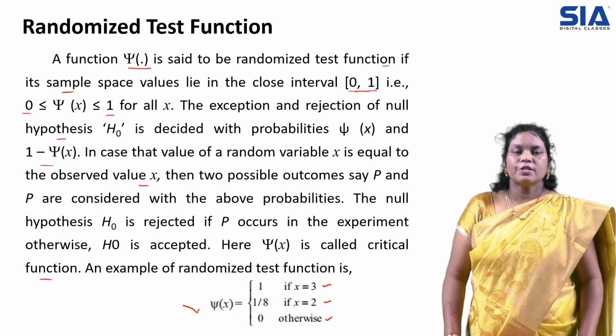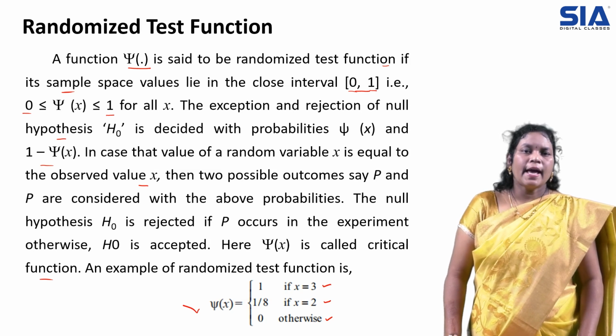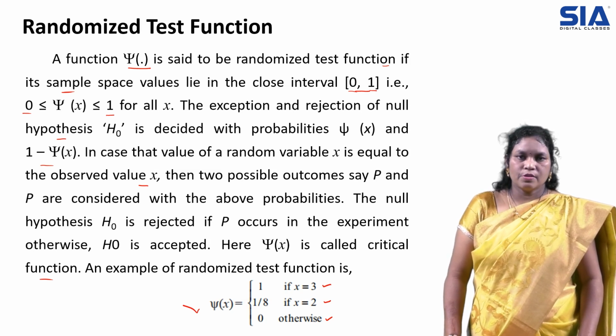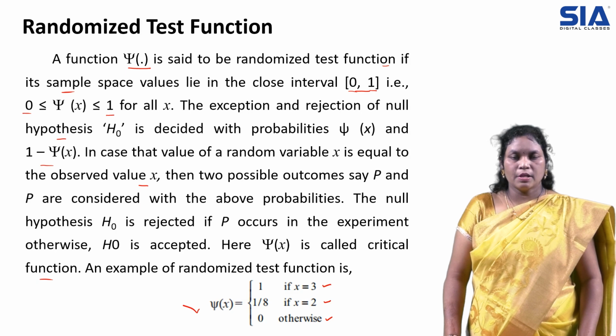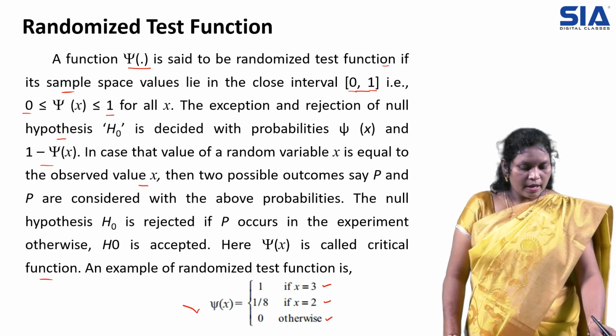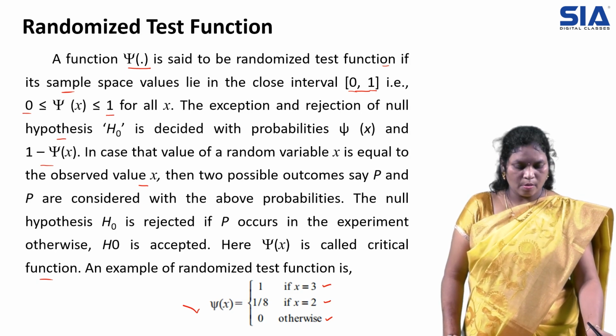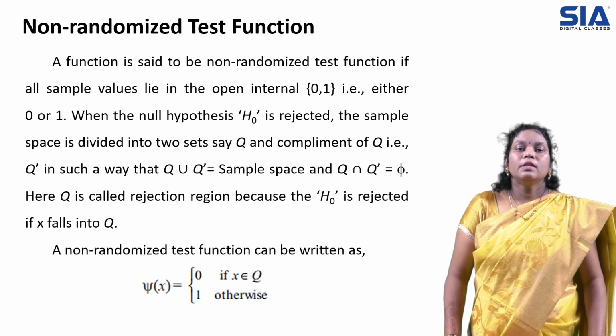So a randomized test function is nothing but we'll assume some function here. That function should lie between 0 and 1. The probabilities will be 0 to 1, and if the observed values are equal to expected values, we will reject the null hypothesis, and otherwise we will accept the null hypothesis. That's what the randomized test function is all about. Now let us check it out.